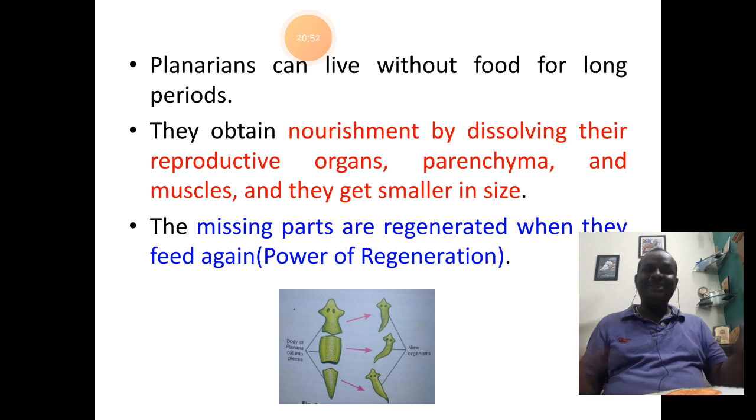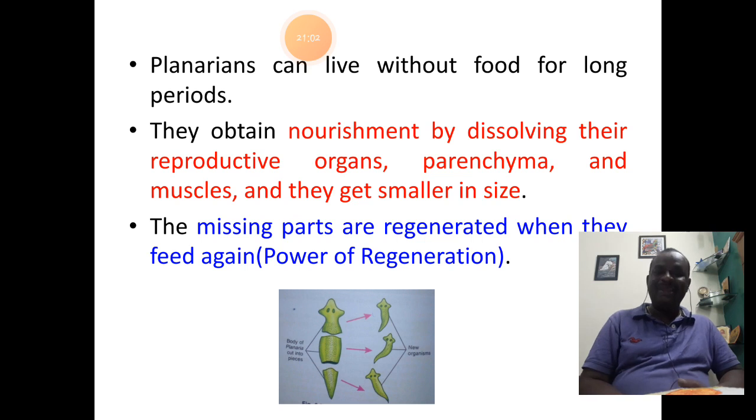So if a reproductive organ is lost during the starvation process, then during onset of the favorable condition, those organs are newly formed, which we call regeneration. Likewise, any missing parts of the body can be regenerated by the animal, hence it is called the power of regeneration. So planaria is known for the dominant process of power of regeneration.